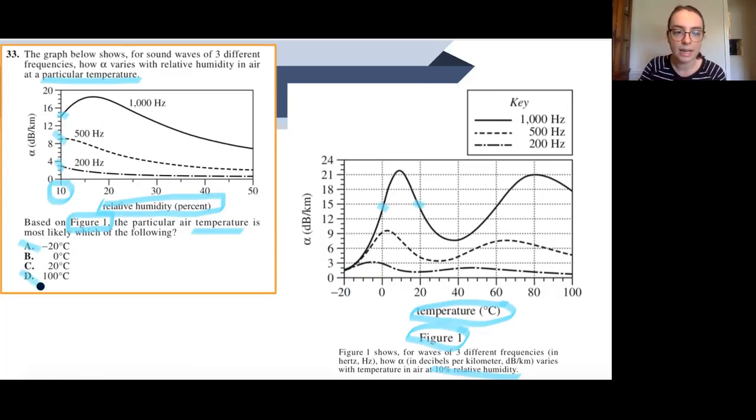Let's look at our next wave. We've got our 500 hertz. Sorry, I said 50, should be 500. That value for alpha is 8, 9, about 9. Let's look at 0: it's about 9. 20, it's about 4. So that tells me that 0 is the correct temperature. So the answer for 33 should be B.